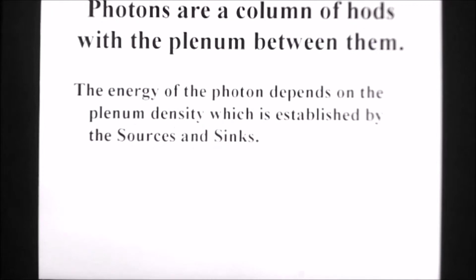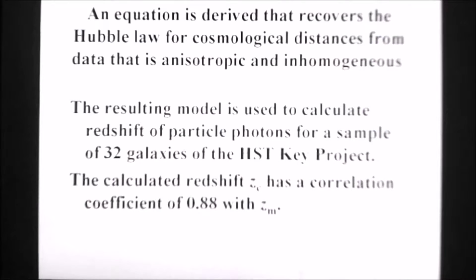Photons are a column of Hodge with a plenum between them. The energy of the photon depends on the plenum density, which is established by the sources and sinks. An equation is derived that recovers the Hubble law for cosmological distances from data that is anisotropic and inhomogeneous. The resulting model is used to calculate redshift of photons for a sample of 32 galaxies of the Key project. The calculated redshift has a correlation coefficient of 0.88 with the measured redshift.